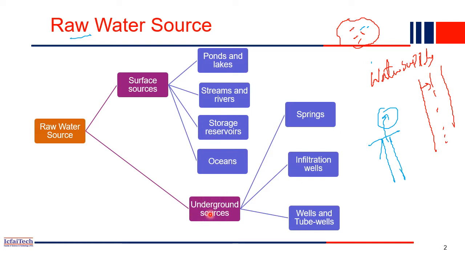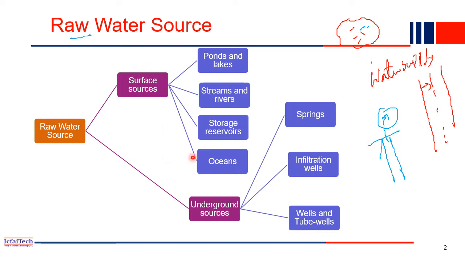So for large cities, it is not at all advisable to use underground water, because it will deplete very quickly, and it may impact the overall environmental process. But yes, where the population density is less, there we can use underground resources as a raw water source, and we can purify it and distribute it.